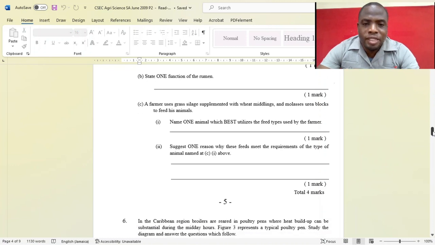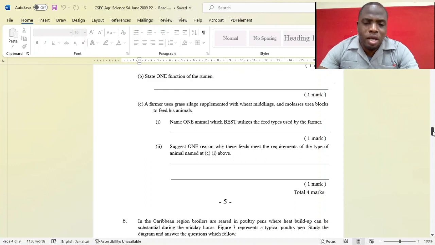A farmer uses grass silage supplemented with wheat middlings and molasses urea blocks to feed his animal. Name one animal which best utilizes the feed types used by the farmer. A goat, a cattle, a sheep, any one of those ruminants would be your answer. Now, give just one reason why these feeds meet the requirements of the type of animal named.